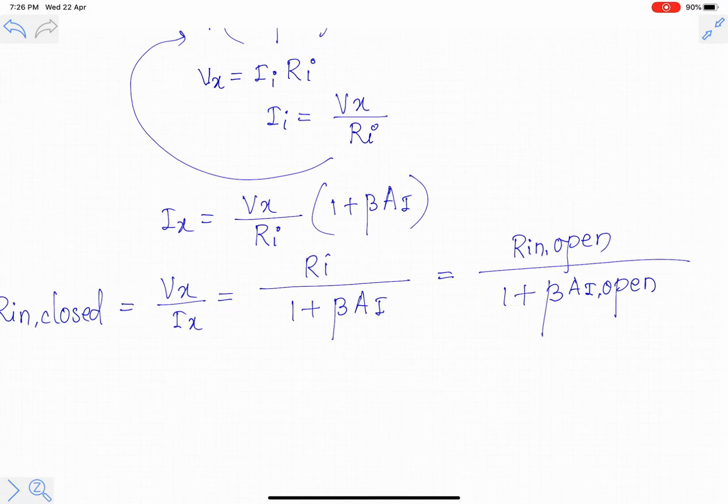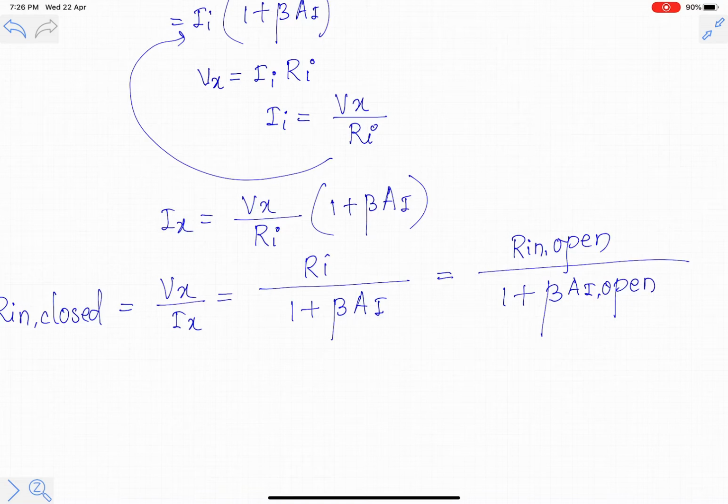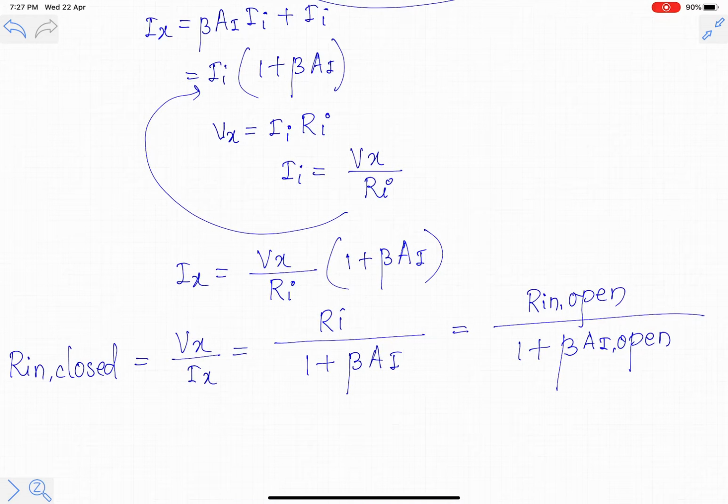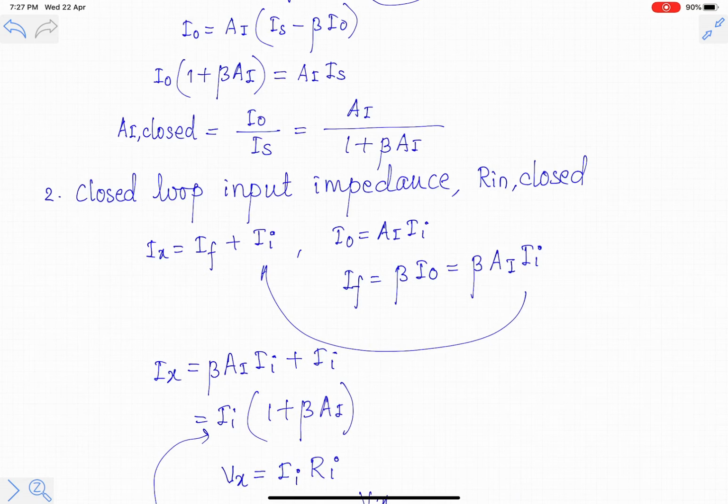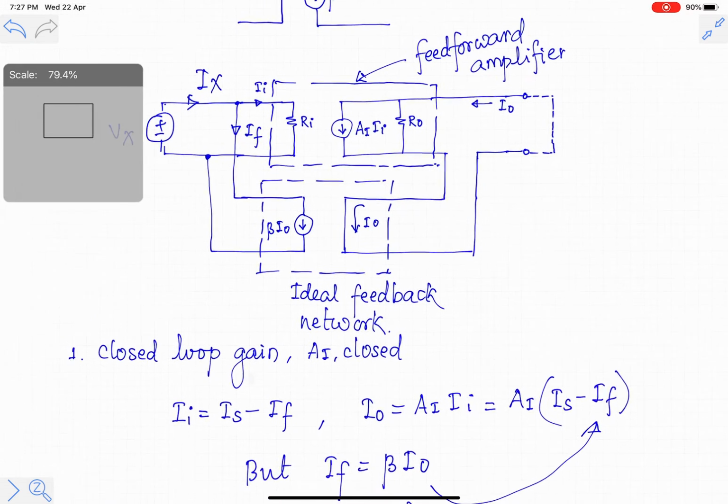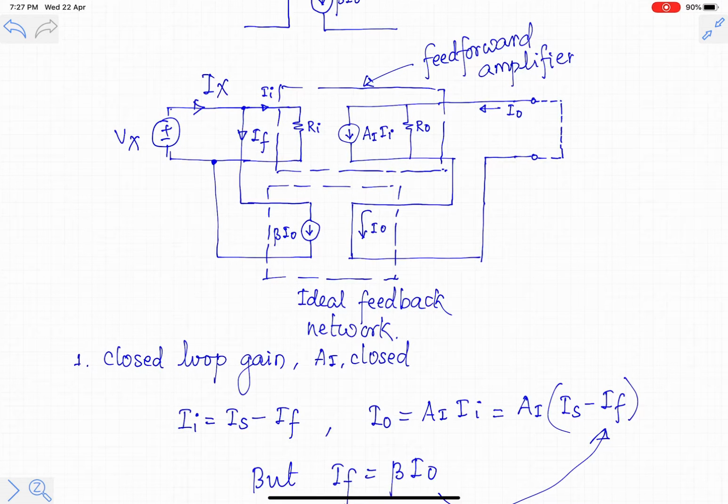In a current amplifier with feedback, the proper kind of feedback reduces the input impedance by a factor of 1 plus loop gain. This is obvious because there is a parallel connection on the input side, and we have seen that whenever there is a parallel connection, the effective impedance reduces.